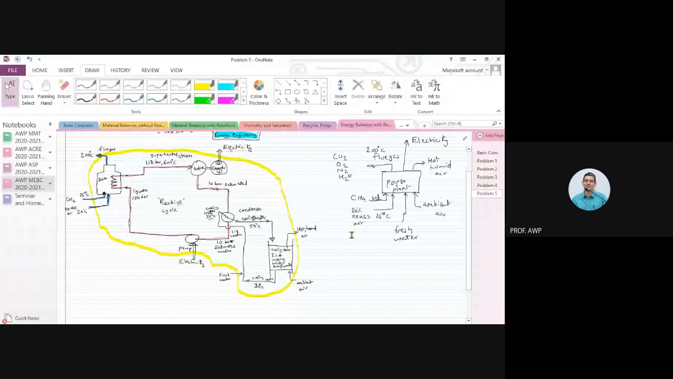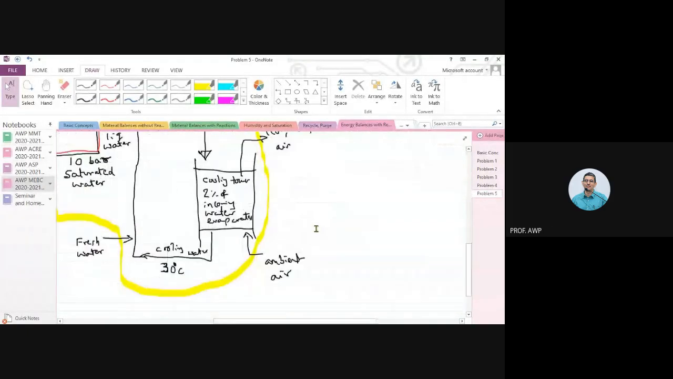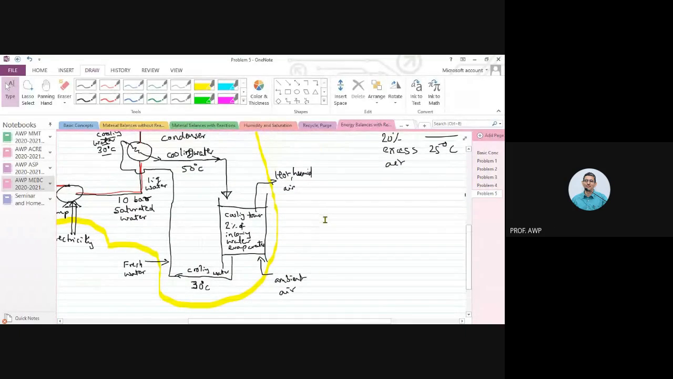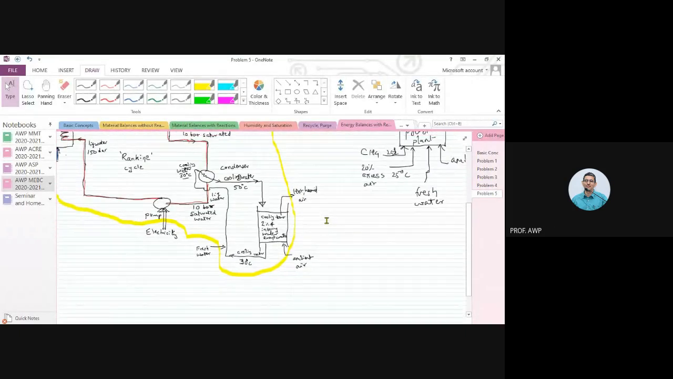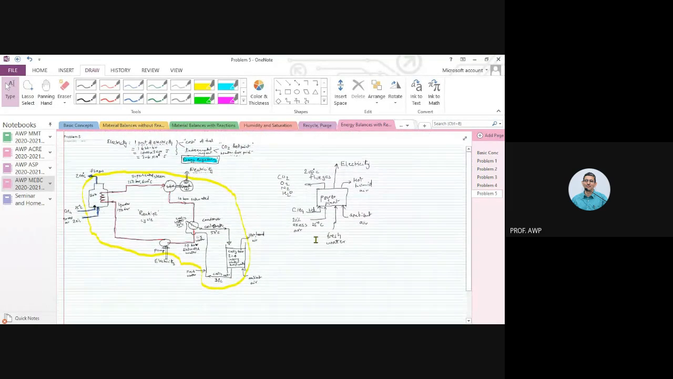This cooling tower requires ambient air, right? How does the cooling tower function? Understood. All right. So this is how a power plant is working.